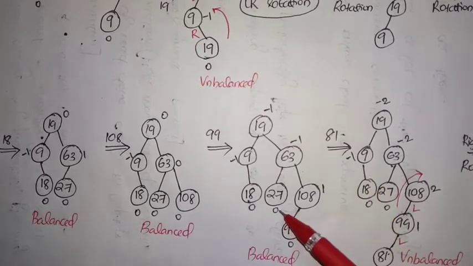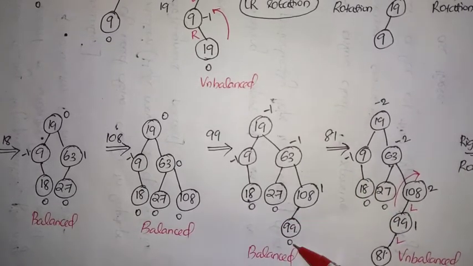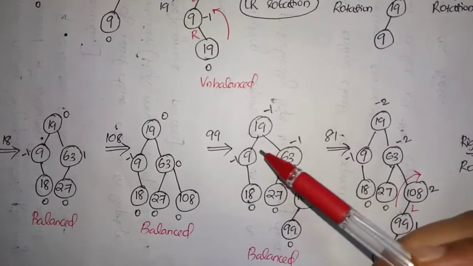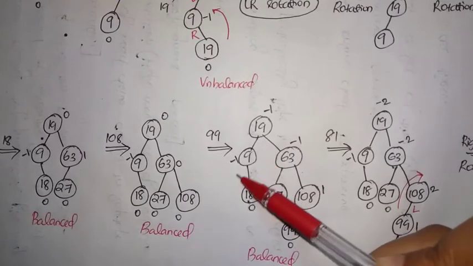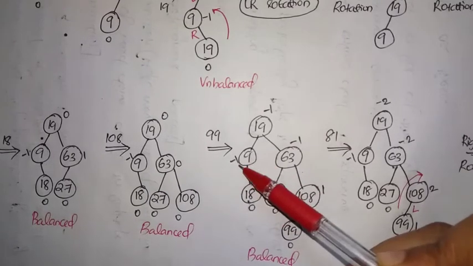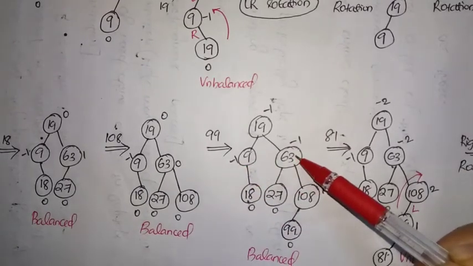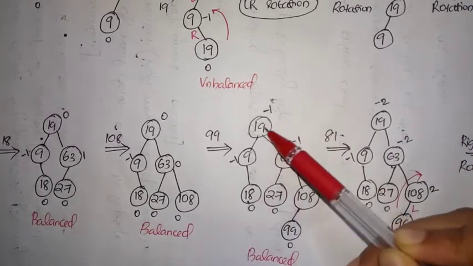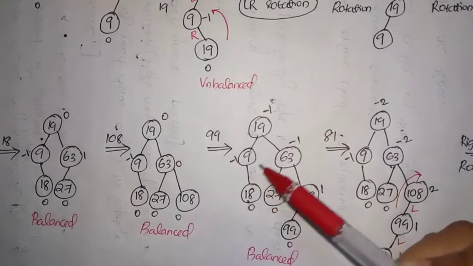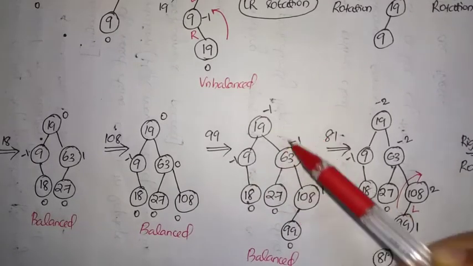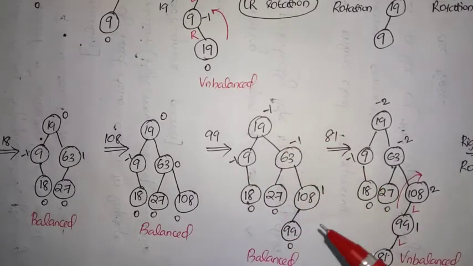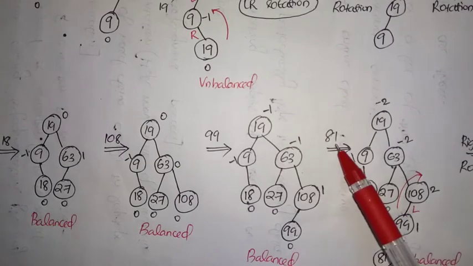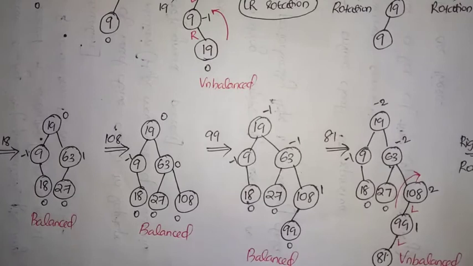Let's calculate the balancing factor. This is 0, 0 and 0. In this case, 1 minus 0, 1. In the case of this node, 0 minus 1 is minus 1. In the case of this node, 1 minus 2, so minus 1. And in the case of root node, 2 minus 3 is minus 1. So in this scenario also this tree is balanced. No need to perform any rotation. And the next element 81 is inserted.